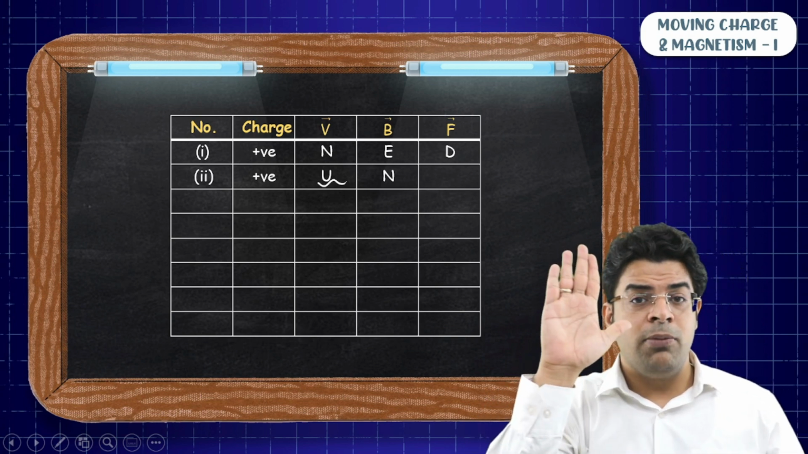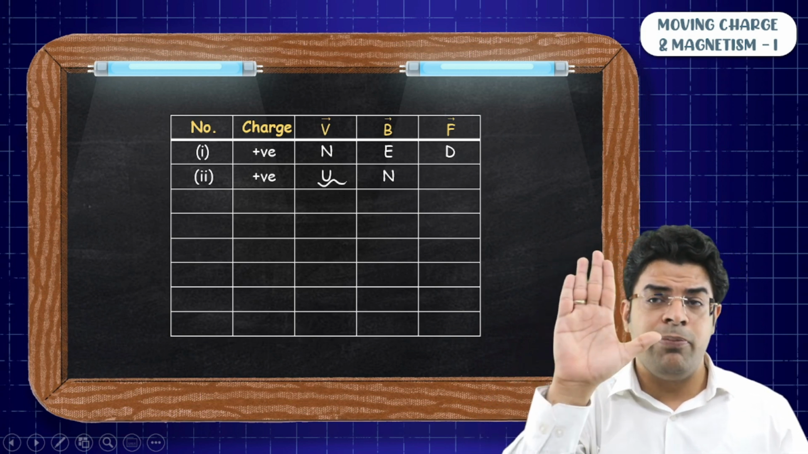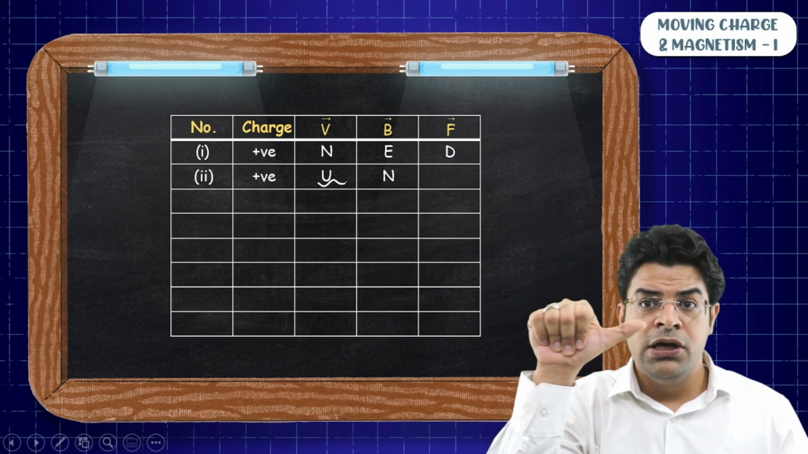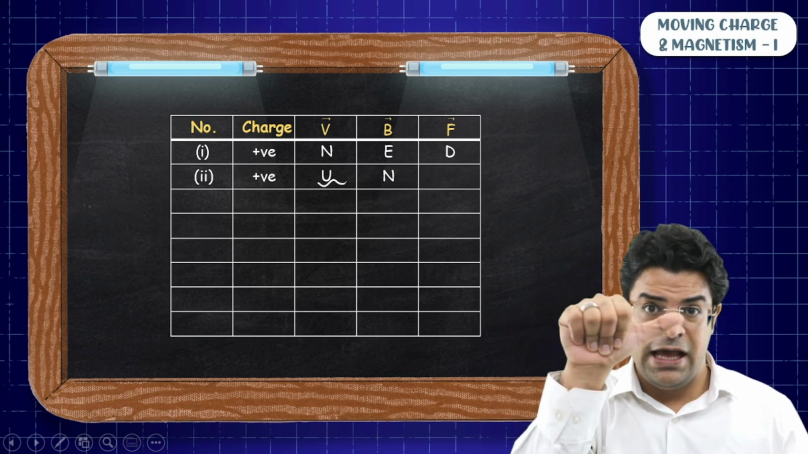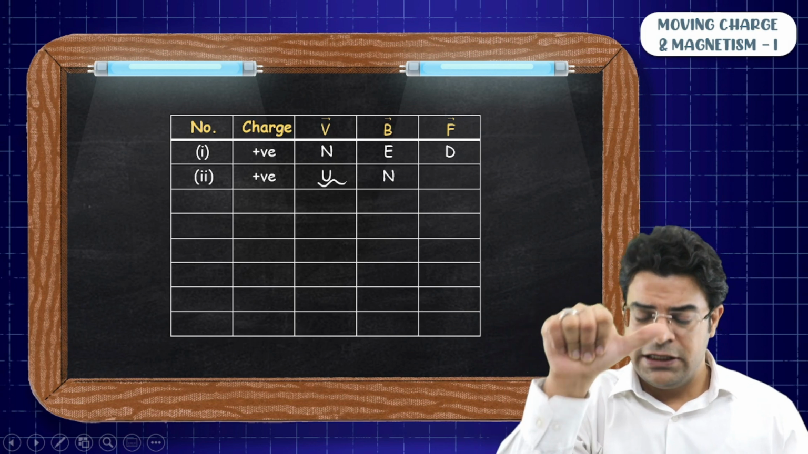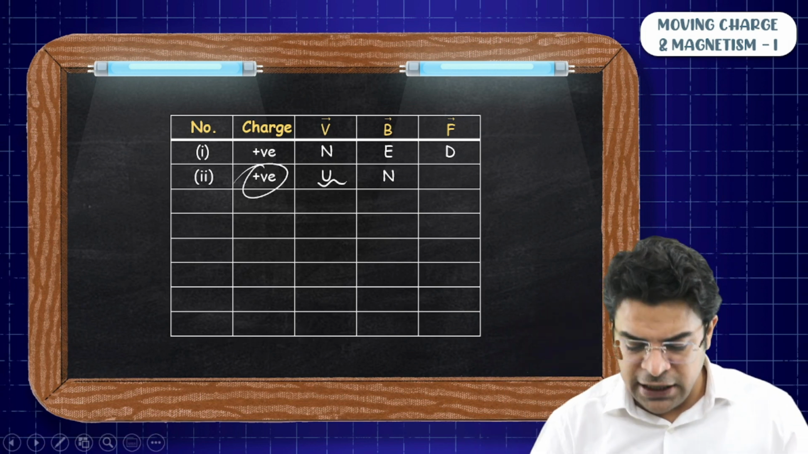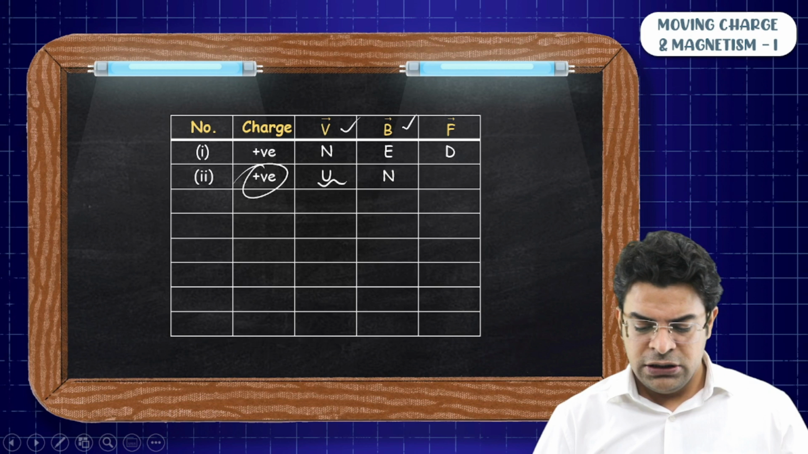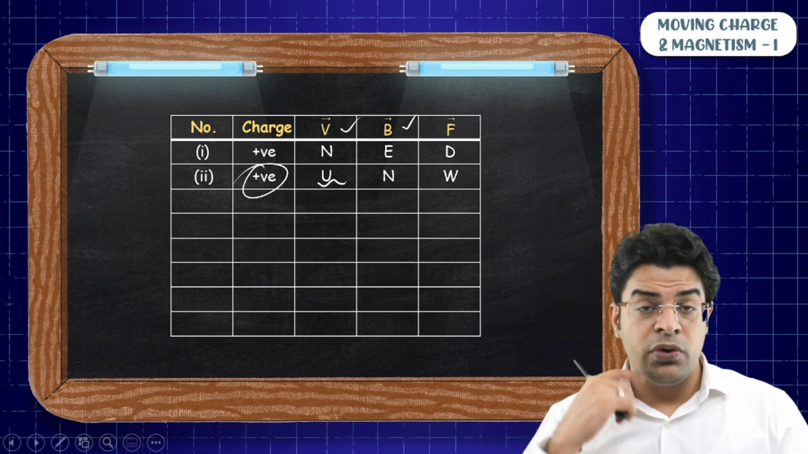I need to curl my finger towards north. And when I keep my fingers upward and curl them towards north, my thumb points towards west. Do it every time. So when your thumb points towards west and the charge is positive, the direction of force will be the same as V cross B. So you get west. Practice each one with me.